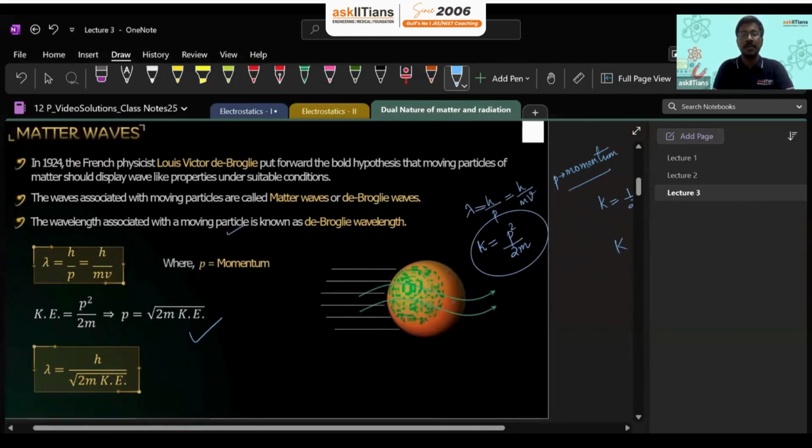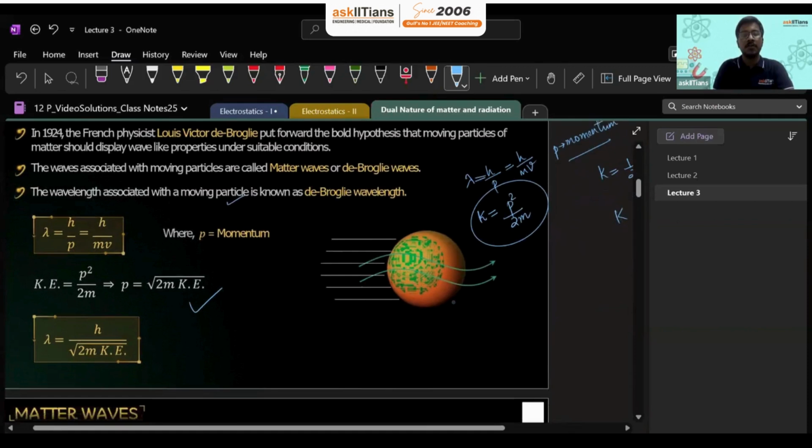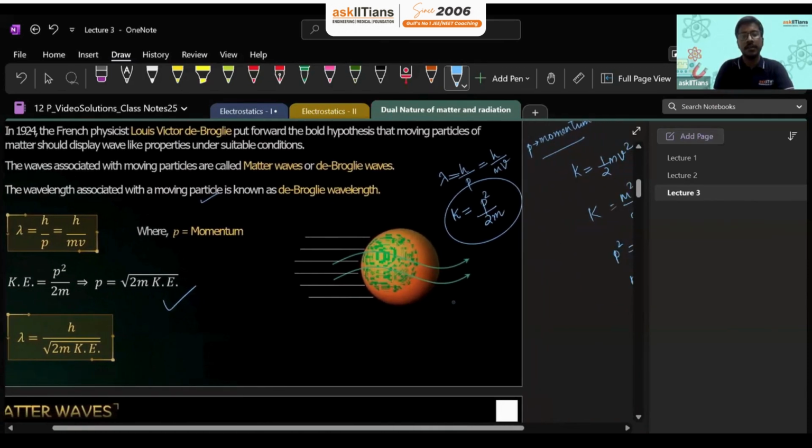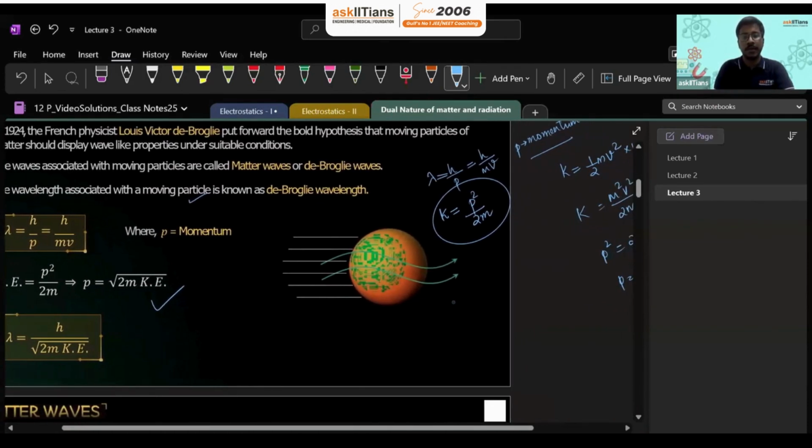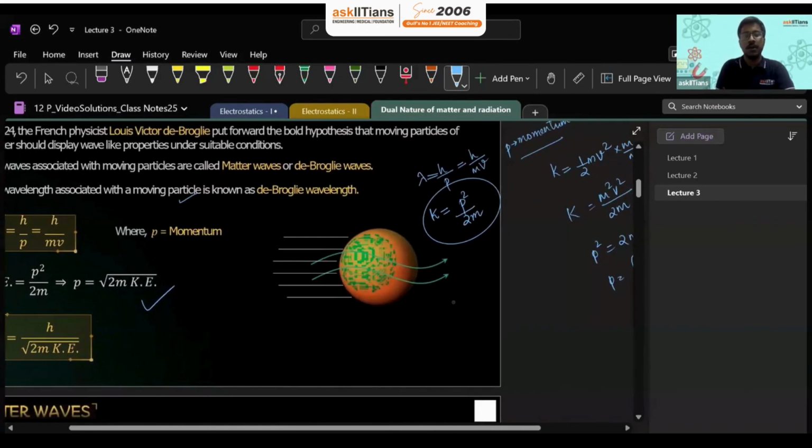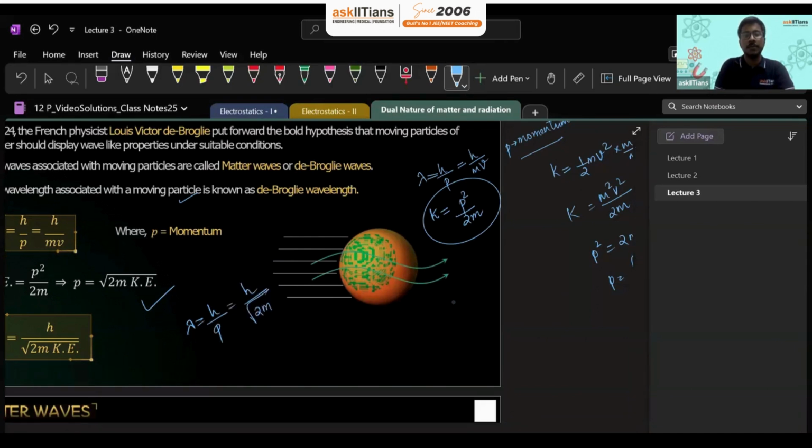From this equation, I can write lambda is equal to h by root 2mk. How? Because I know lambda is equal to h by p, and p can be written as root 2mk. Very important.